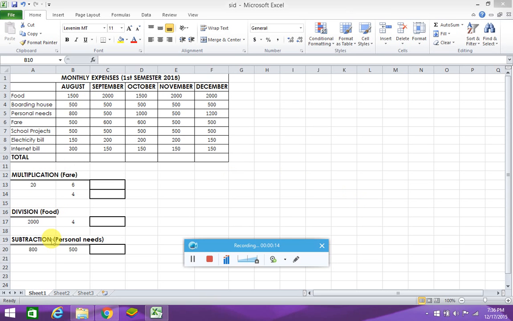Here we have an example of a spreadsheet. We have the monthly expenses for the first semester in the year 2015. In the first semester, we have the months of August, September, October, November, and December. For the budget allotment, we have the food, boarding house, personal needs, fare, school projects, electricity bill, and the internet bill.